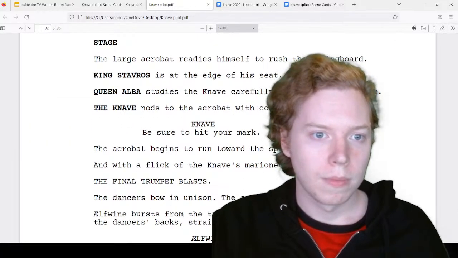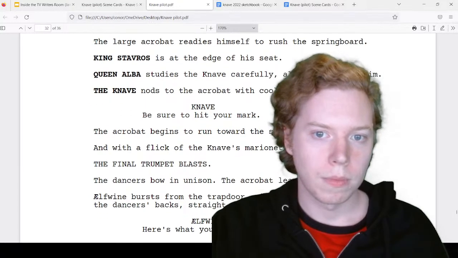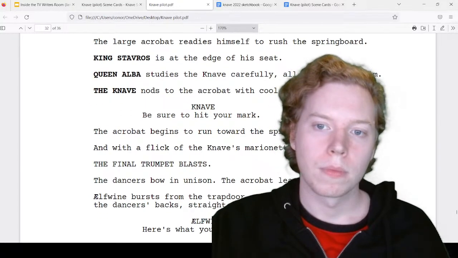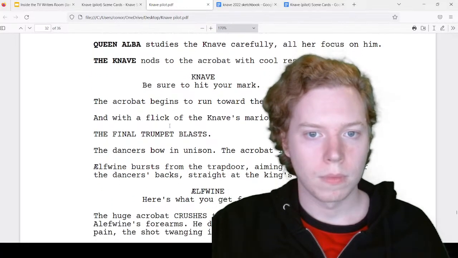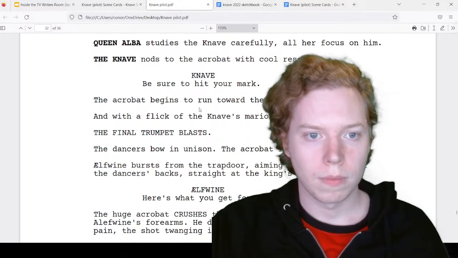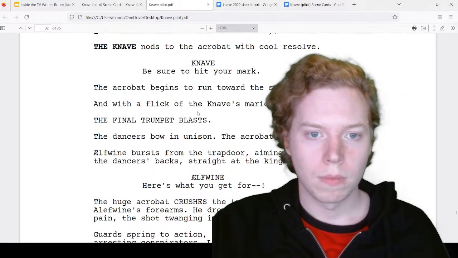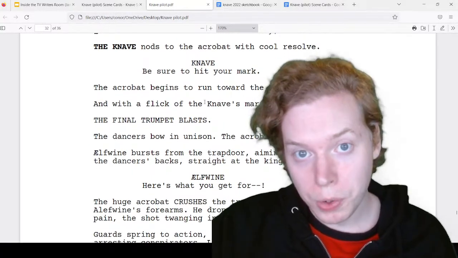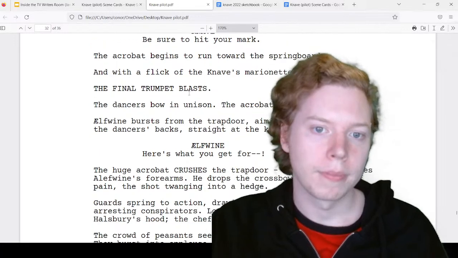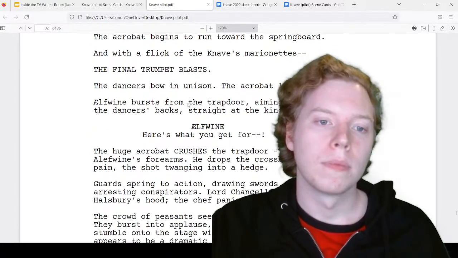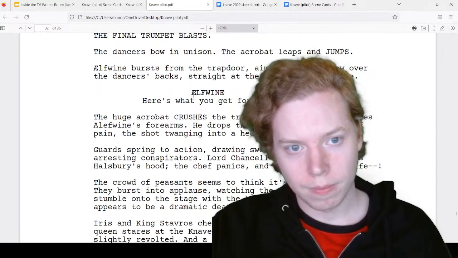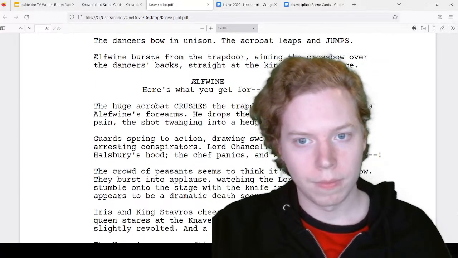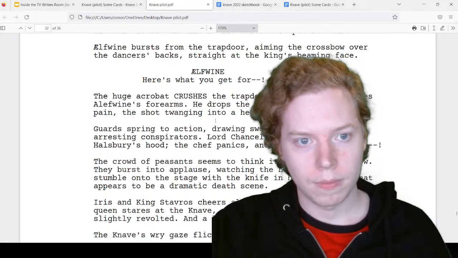Building! Stage. The large acrobat readies himself to push the springboard. King Stavros is at the edge of his seat. Queen Alba studies the knave carefully, all her focus on him. The knave nods to the acrobat with cool resolve. Be sure to hit your mark. The acrobat begins to run toward the springboard, and with a flick of the knave's marionettes, the final trumpets blast. The dancers bow in unison. The acrobat leaps and jumps.